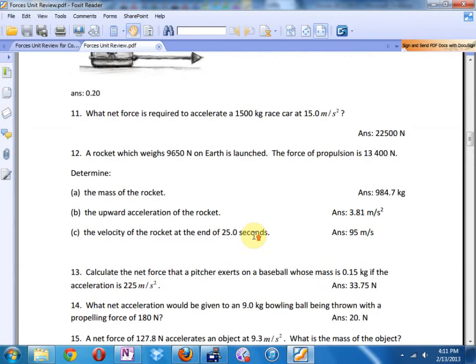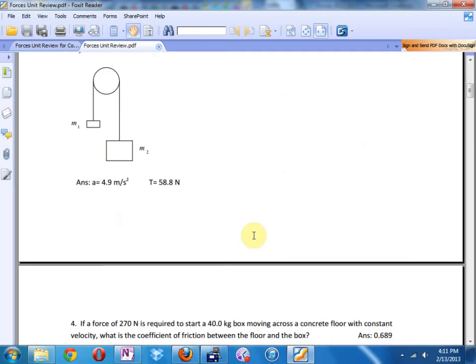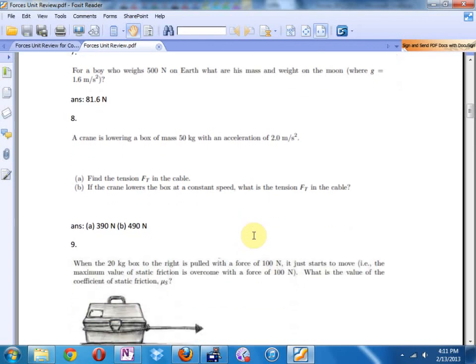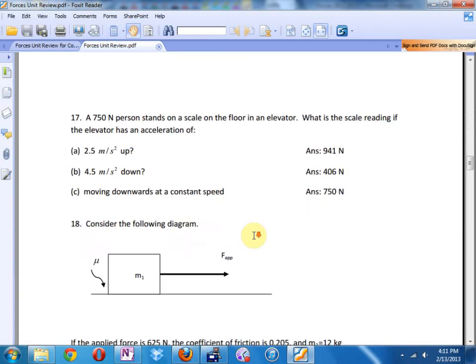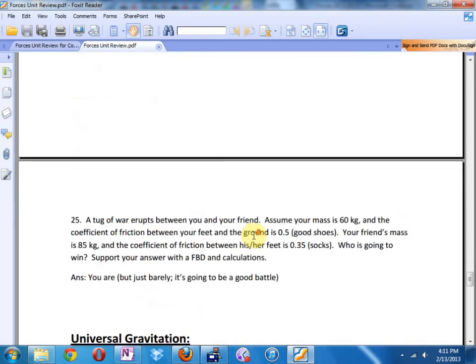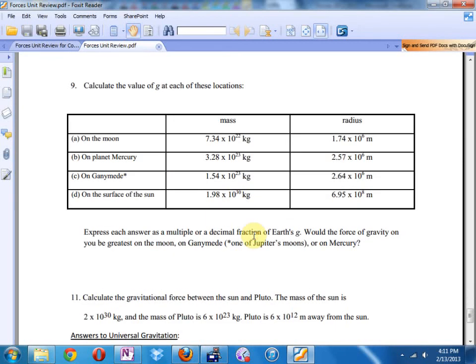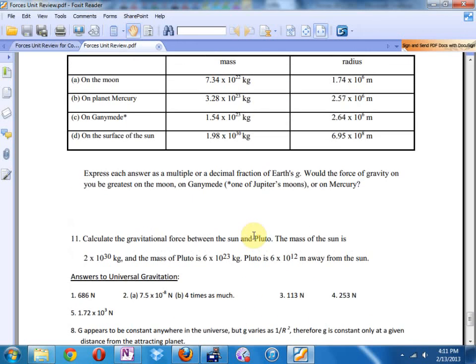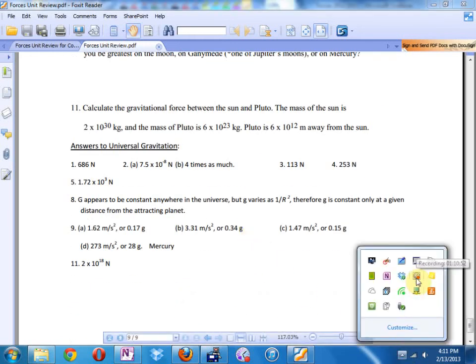Okay. I think the rest of this is pretty good. Yep, that works, that works, that works. I think those are all good. Let me check the gravity section. Yep, that works. That works. I think we're good. So let me pause the recording.